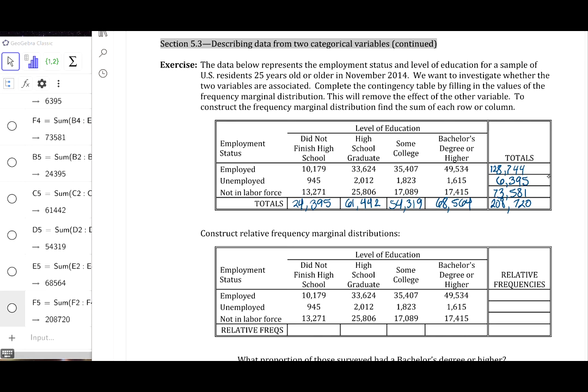So for example, if I take 128,744 and divide it by 208,720, I'll get 0.617, or about 62% of those in our sample were employed. And we can also do this in GeoGebra, or you can just do it with a calculator. I'm going to show you how to do it over in GeoGebra.